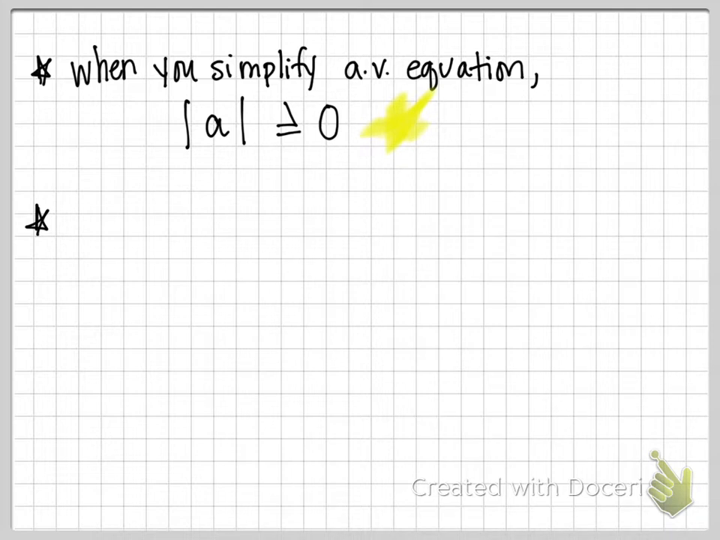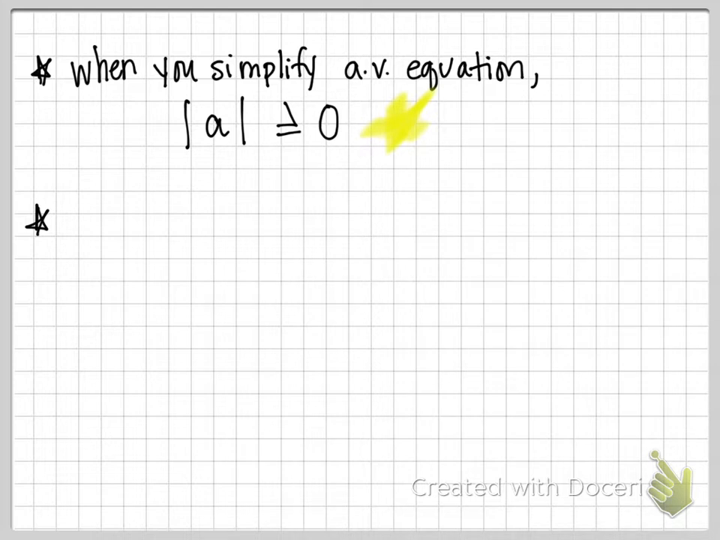This is also important, and this is what we were saying. When you simplify an absolute value equation, I'm just going to abbreviate it AV, absolute value, so we don't have to write it out every time. When you have the absolute value by itself, all alone, with nothing else on that side of the equation, it will be bigger than 0. And that's what we were saying. It has to be positive.